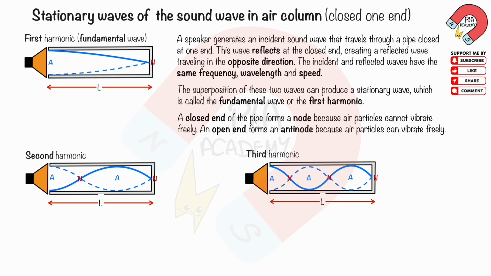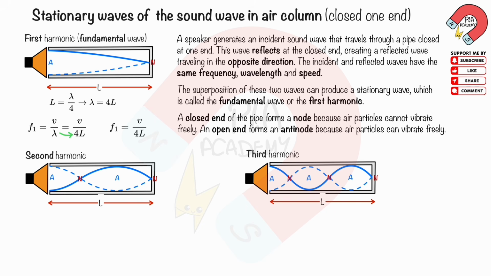Recall that two loops of stationary wave equals one wavelength. The first harmonic has a 1/4 loop pattern, indicating that L equals 1/4 of a wavelength, so the wavelength equals 4L. The fundamental frequency f1 can be calculated by dividing the speed v by wavelength lambda. Substituting lambda equals 4L, f1 equals v over 4L.